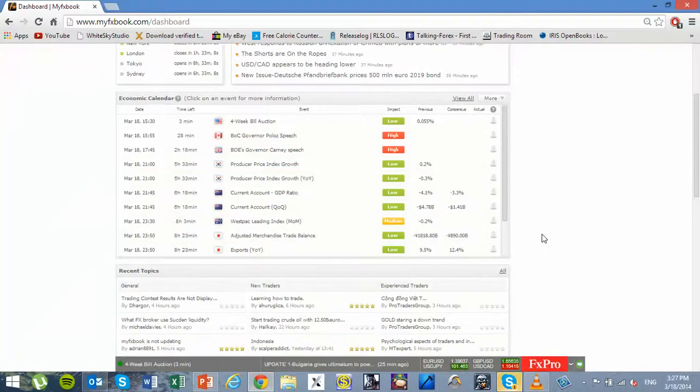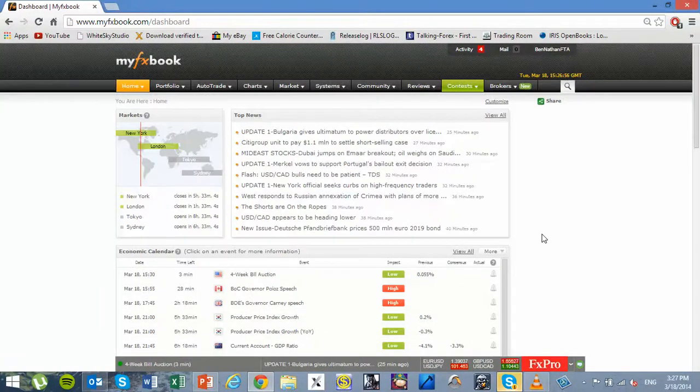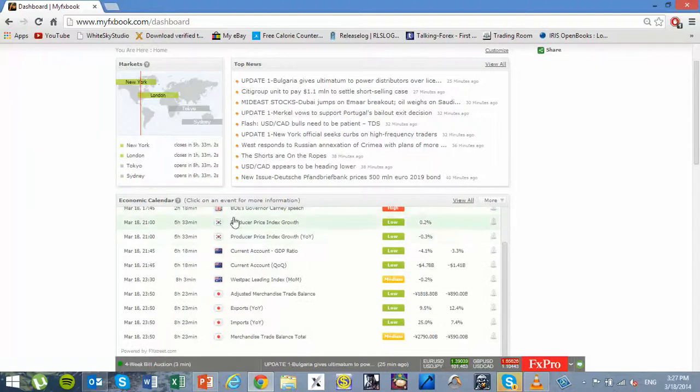So right now I'm on the myfxbook homepage, as you can see. So what we look for is the economic calendar. Let's say I want to scope the markets to see what trading opportunities I might be looking at tomorrow.